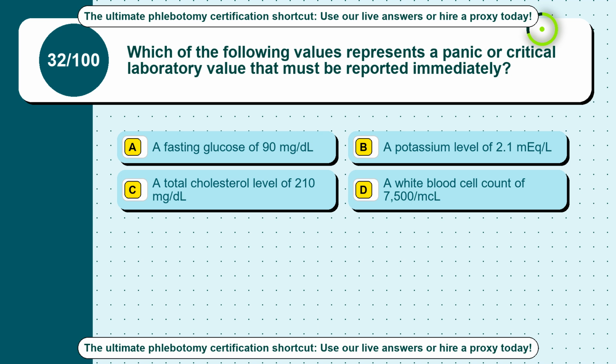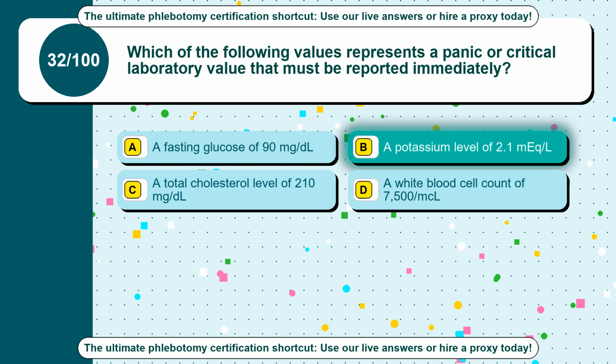Option A. A fasting glucose of 90 mg/dL. Option B. A potassium level of 2.1 mg/L. Option C. A total cholesterol level of 210 mg/dL. Option D. A white blood cell count of 7,500/mcL. The correct answer is option B. A potassium level of 2.1 mg/L.